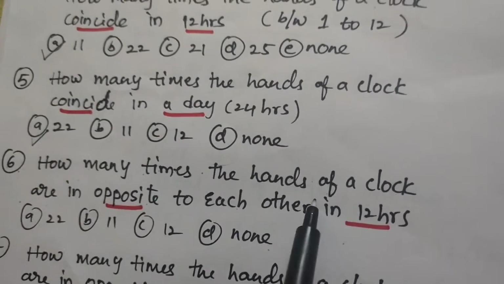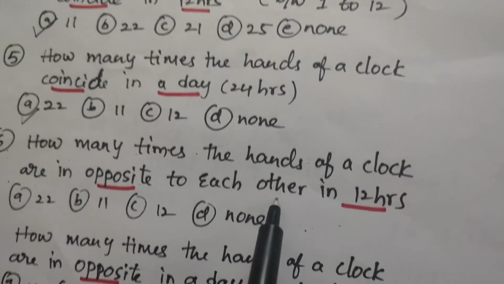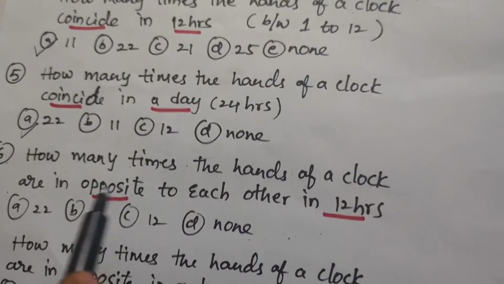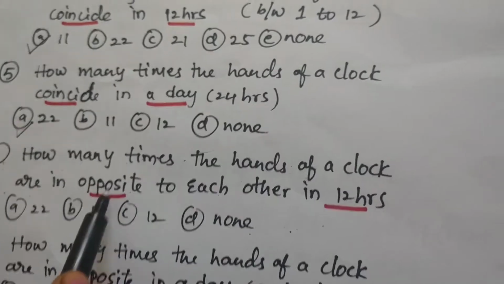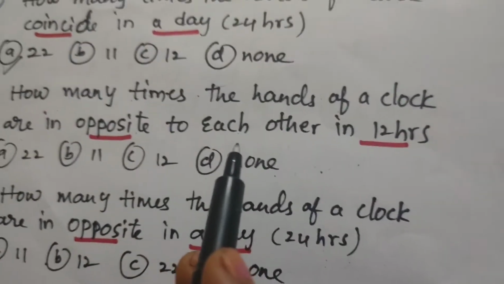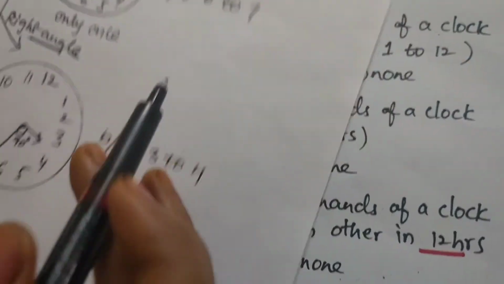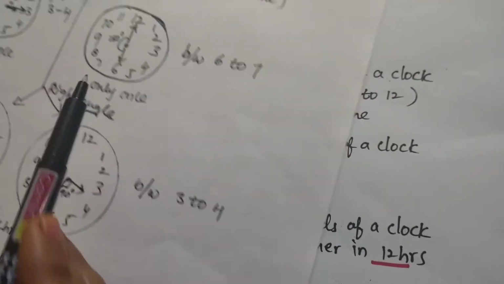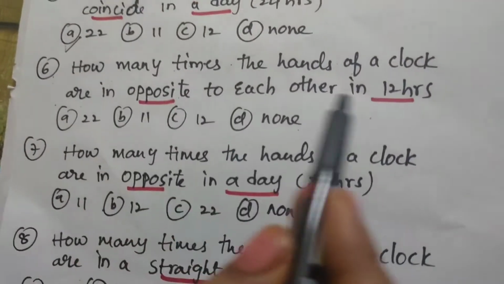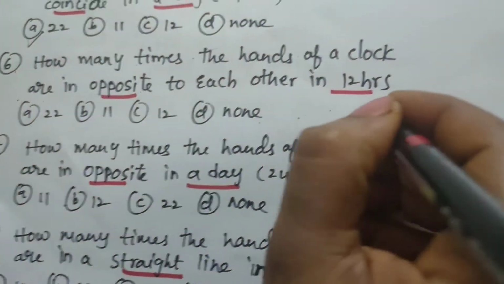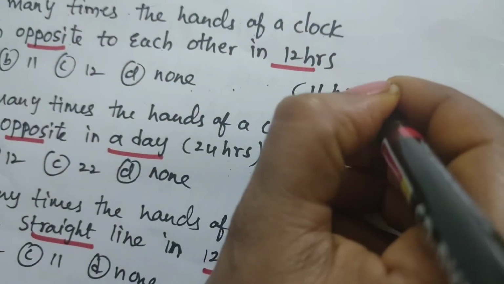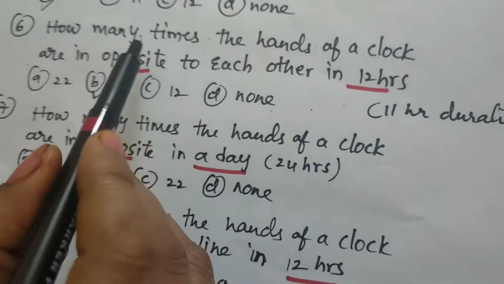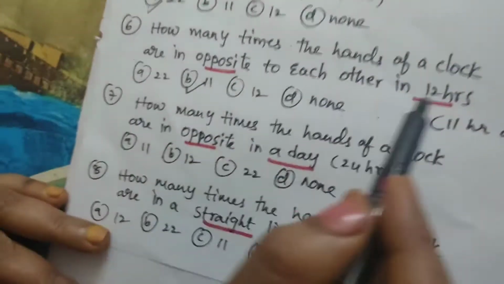How many times are the hands of a clock opposite to each other in 12 hours? In 1 hour they are in opposite direction only once. Like that, in 12 hours we have only 11 countable hours' duration, so we have 11 times. So 11 times the hands will be in opposite direction in 12 hours.